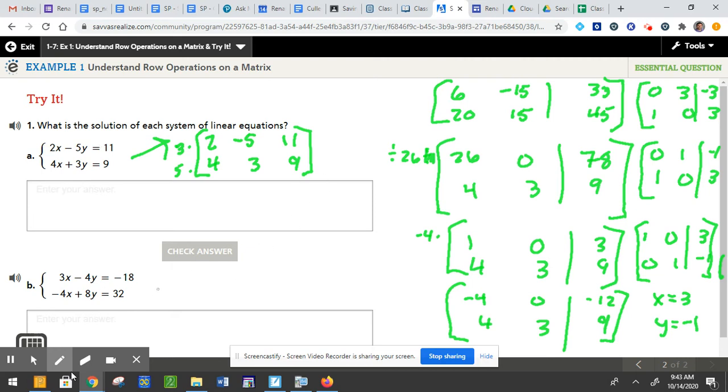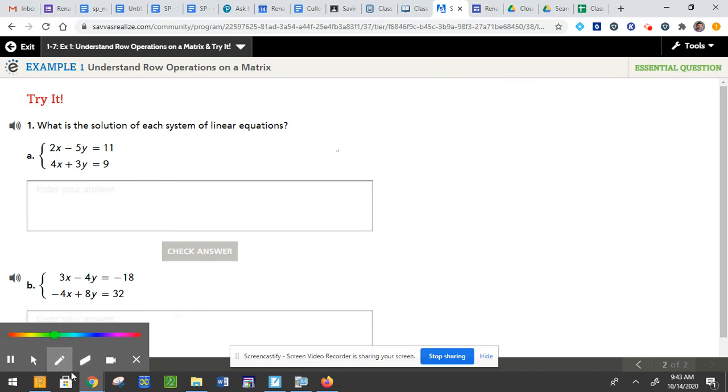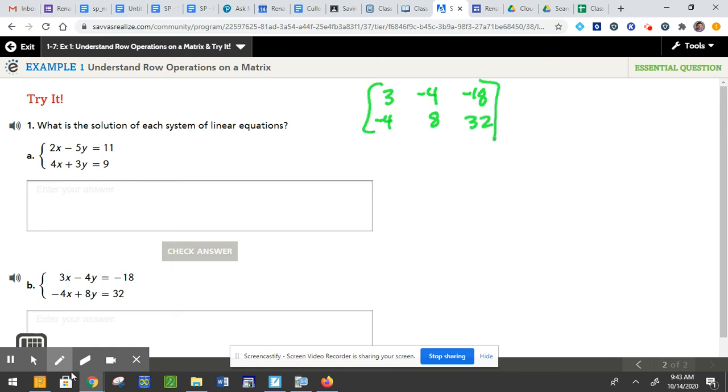So now let's try the second one. So maybe you pause it now. If you didn't get the first one, pause it now, and then try the second one. So same thing. I'm just going to convert it into the matrix to start. I want to try to get 0 in that spot there. So I'm just going to multiply the first equation by 2. That'll create a -8 there, and when I add them together, I'll get the 0 that I want.